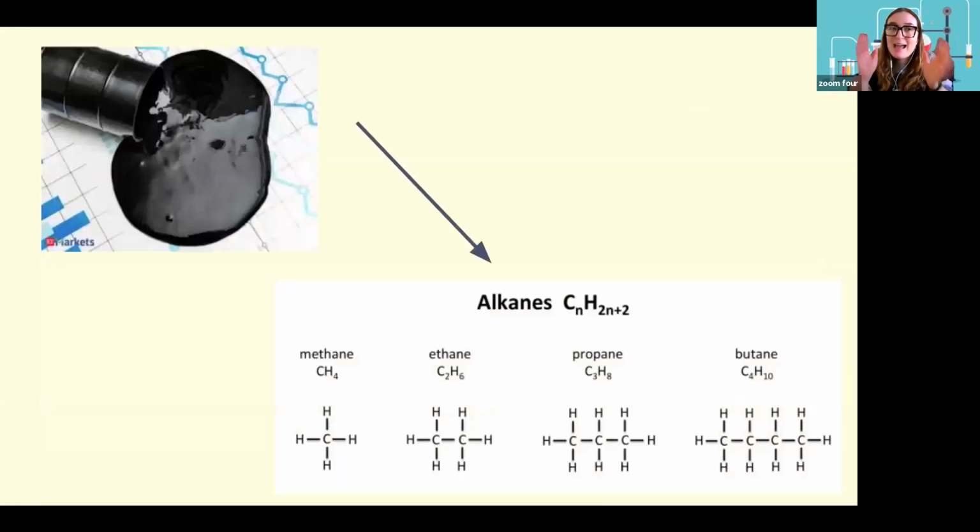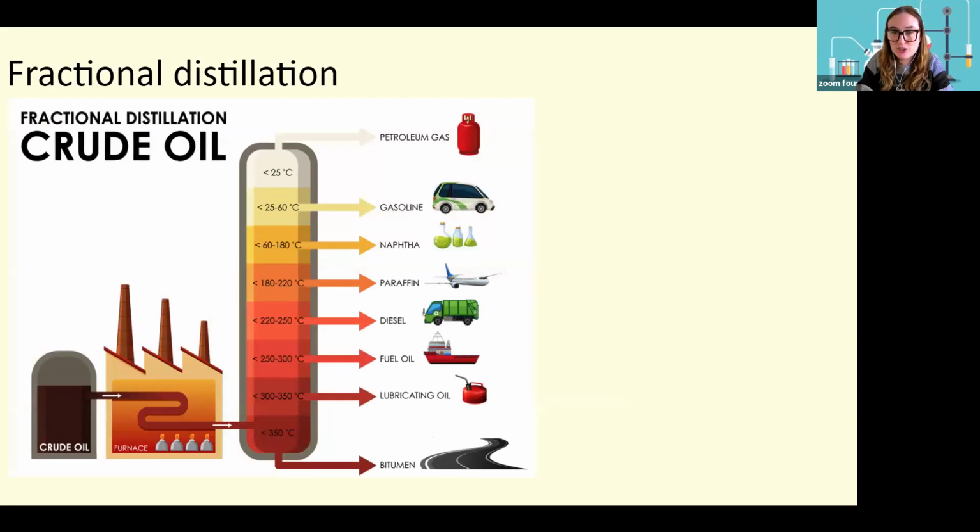So how do we go from this big gloopy mixture of hydrocarbons, that is crude oil, so lots of different hydrocarbons all in a big mix, to having them all separated out based on their chain length, so how many carbons are in their chain? Well, we do that through a process called fractional distillation.